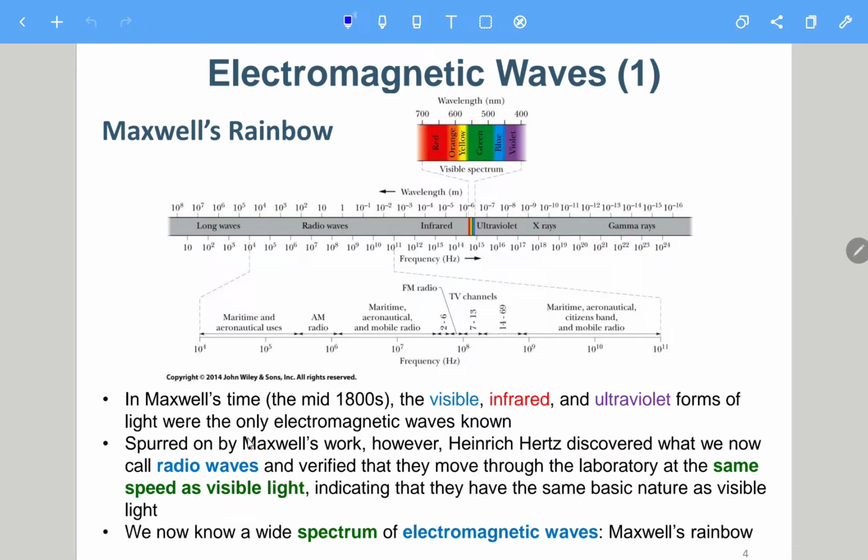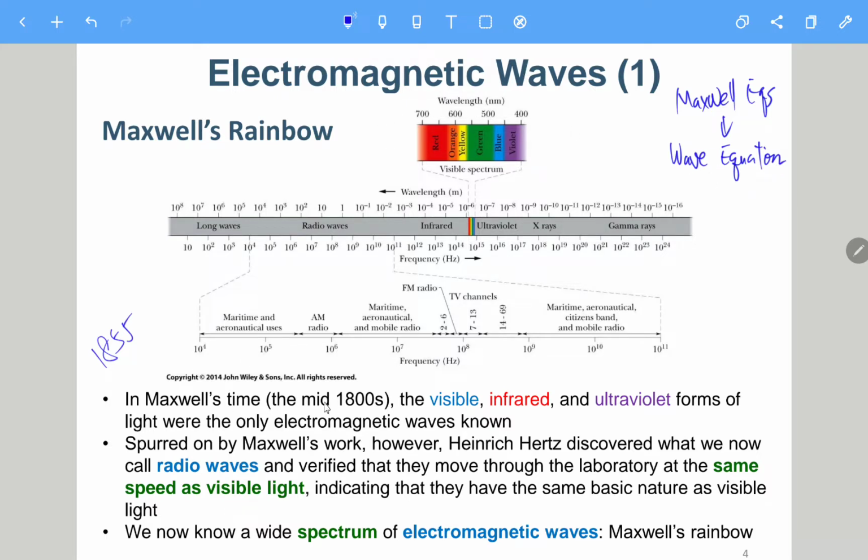So here it says, in Maxwell's time, around the mid 19th century, for the Maxwell equations, he unified them in 1855. And so it says the visible, infrared and ultraviolet forms of light were the only electromagnetic waves known. And of course, from the Maxwell equations, he can really derive the wave equation. I will let you know how we can derive the wave equation from the Maxwell equations, and then we try to solve this wave equation. And the solution is actually the EM wave.